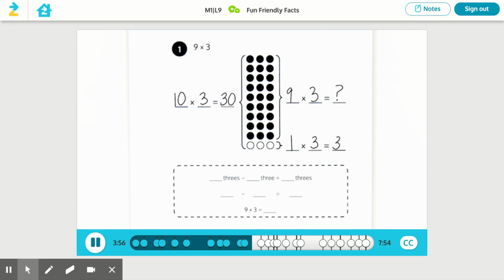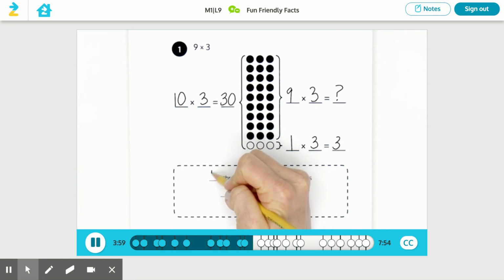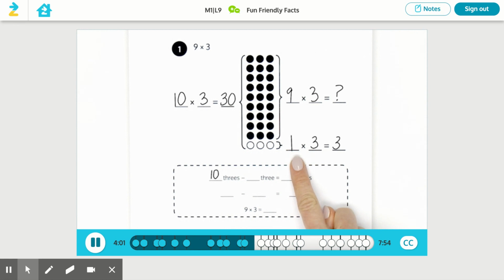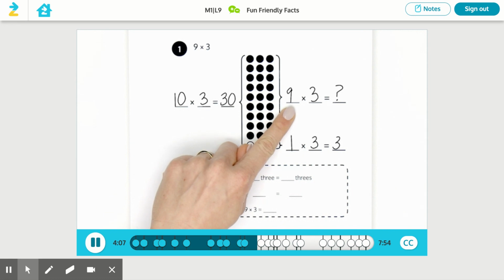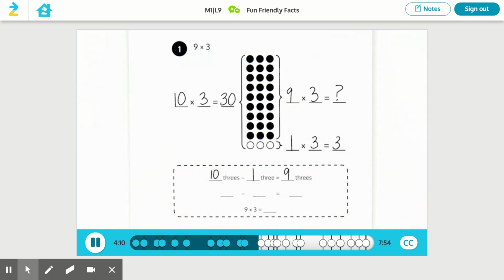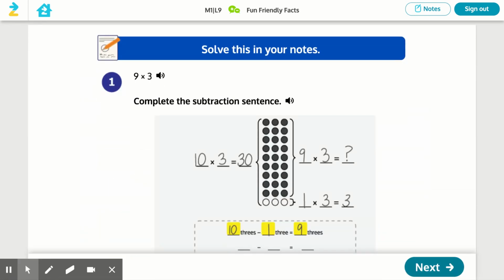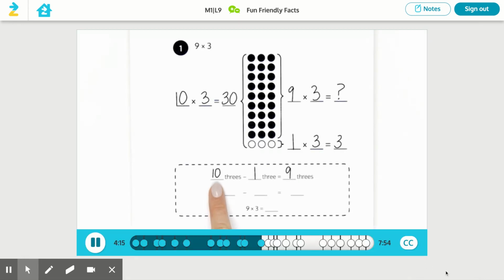Let's record that thinking. 10 threes minus 1 three equals 9 threes. Write that here. All right, please make sure that you copy that whole math sentence in your journal. 10 threes minus 1 three equals 9 threes.